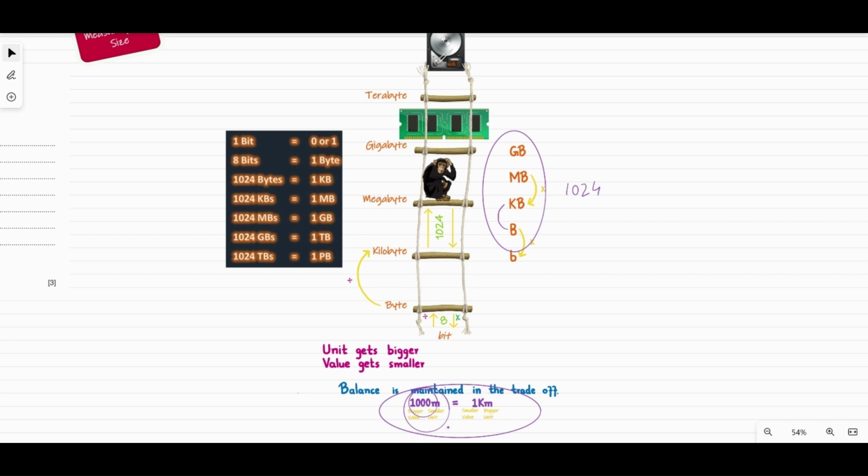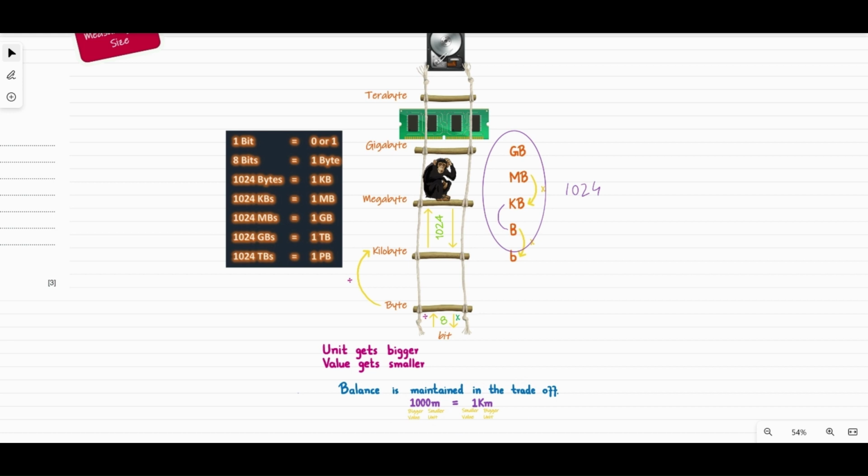How has the balance been maintained? With the 1,000, the unit is small, which is meter. With kilometer, the value is small, but the unit is bigger. So in any case, when there is a bigger value, the smaller unit, on the right hand side, smaller value but the bigger unit, the balance is always maintained on both the left and right hand side.